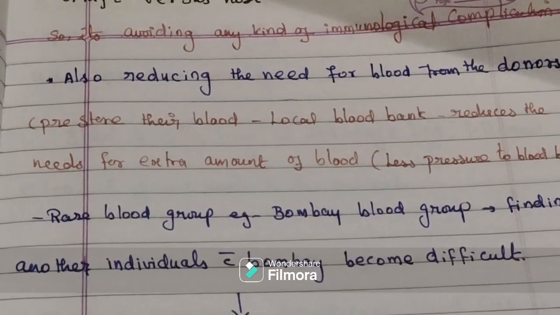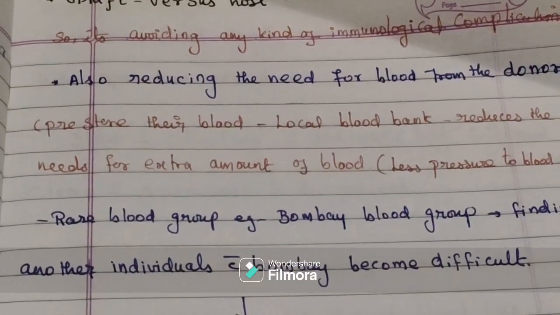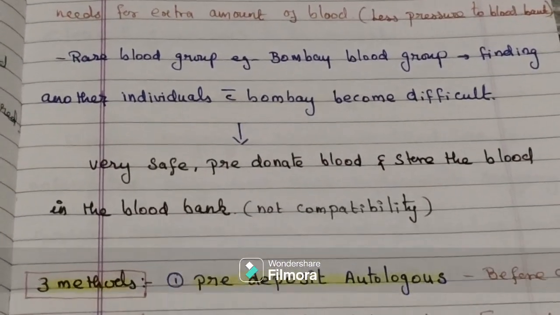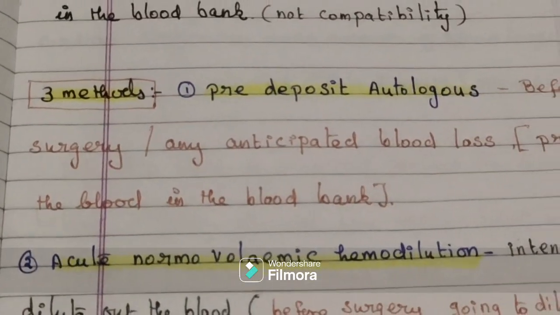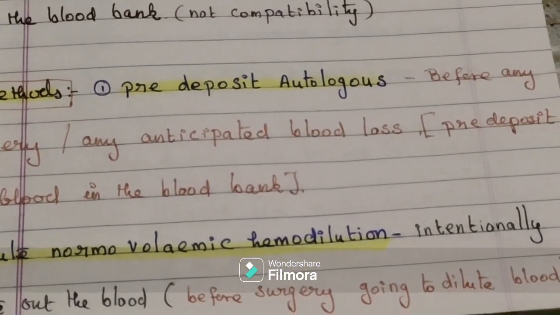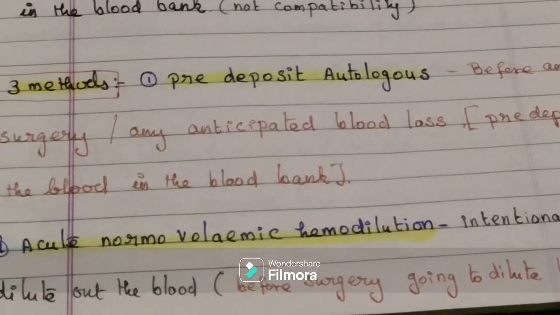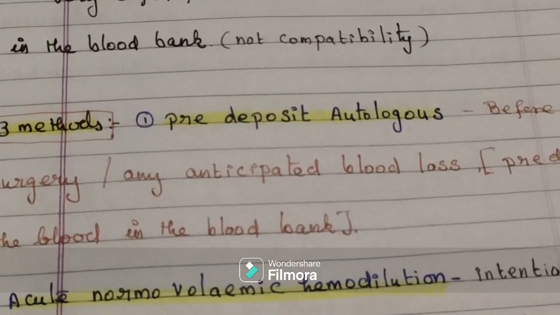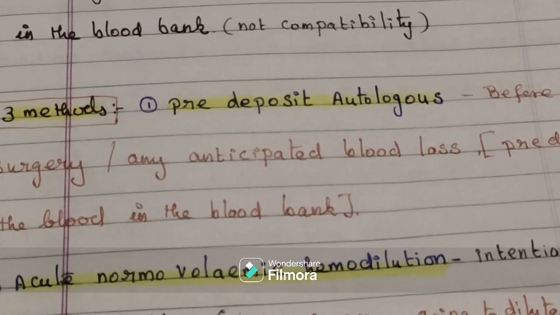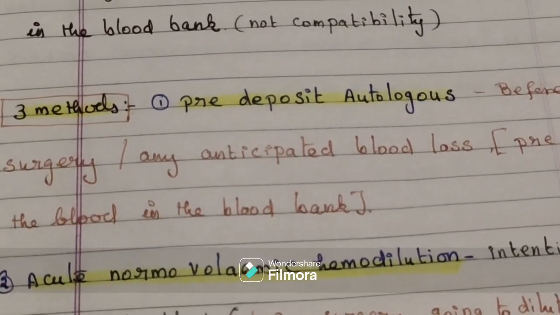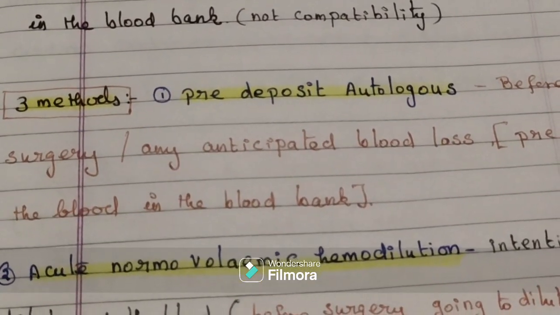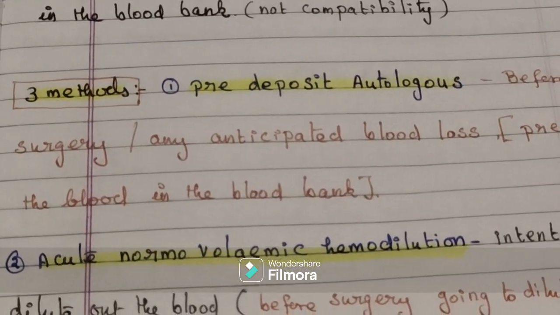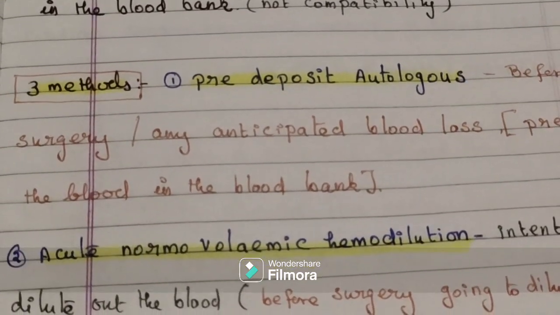So three important advantages for the autologous blood transfusion method. The autologous blood transfusion has three methods. One is free deposit autologous blood transfusion. That means before any surgery with anticipated blood loss, the person is going to freely deposit blood into the blood bank.